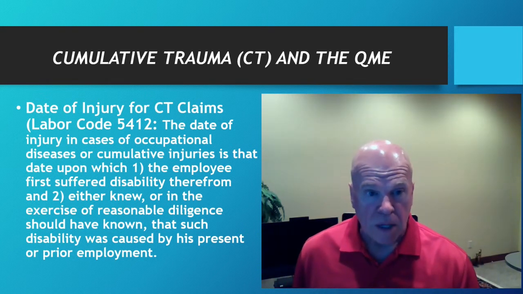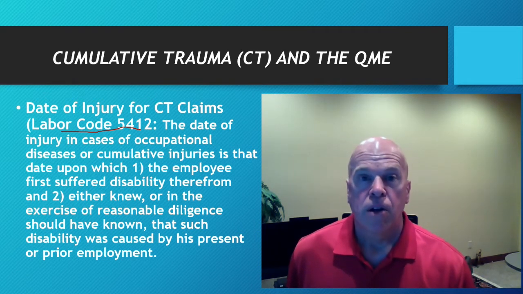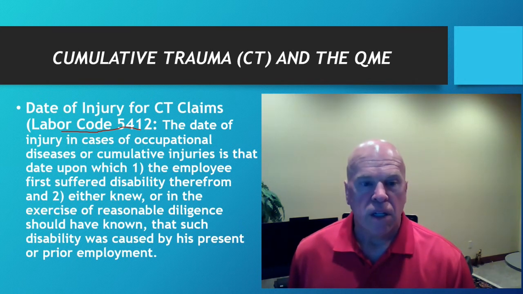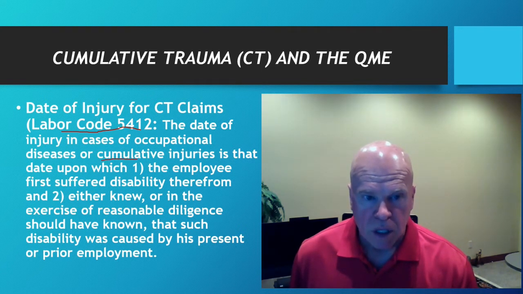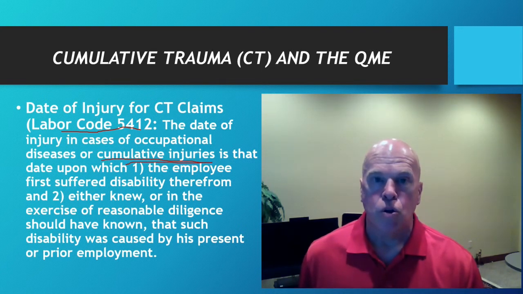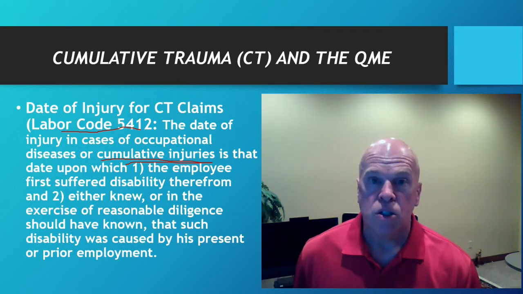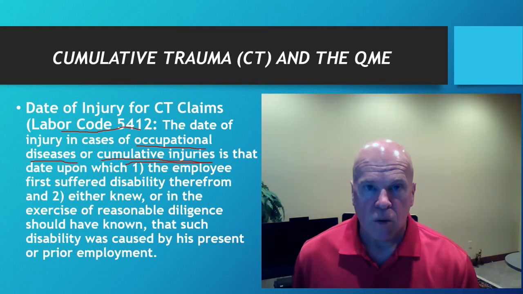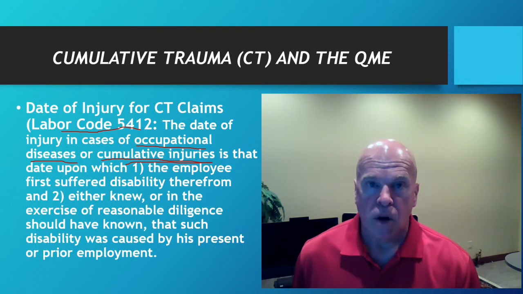Now, this is described in Labor Code 5412. It's 5412 that gives us the legal definition of the date of injury for these claims. So 5412 tells us the date of injury in cases of occupational diseases or cumulative trauma, and we're mostly going to be dealing with cumulative trauma injuries if you're a neuromusculoskeletal evaluator. If you're an internal medicine or toxicology evaluator, you might be dealing with some of the occupational diseases. But most of us will be dealing with neuromusculoskeletal or psychiatric conditions that are representative of cumulative trauma.